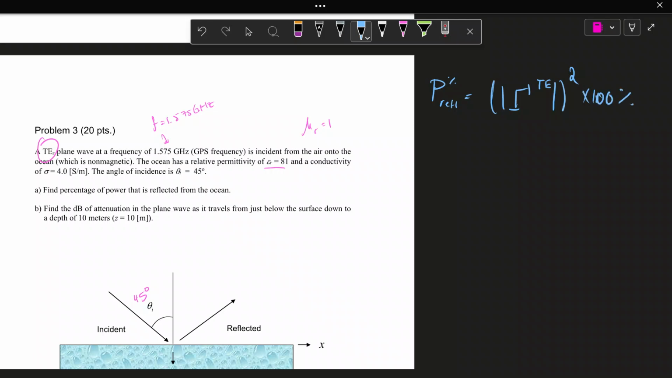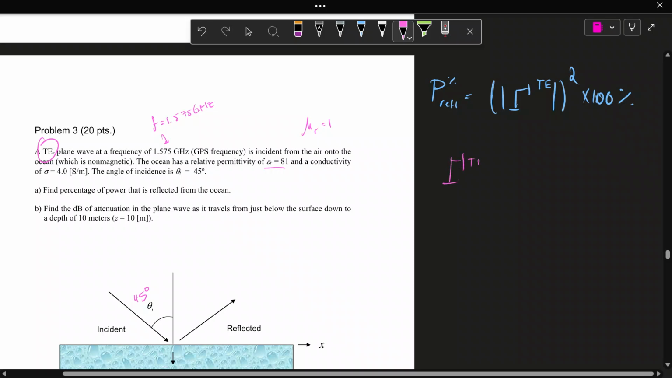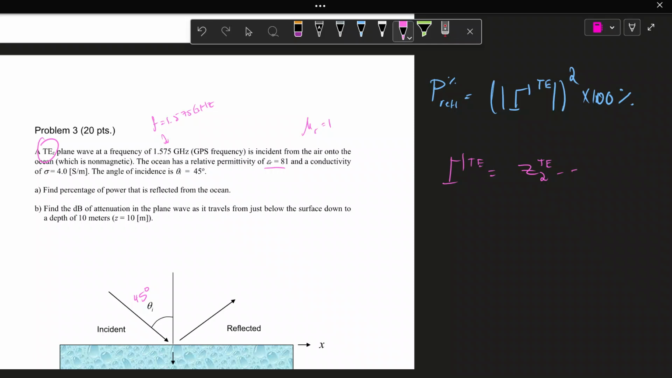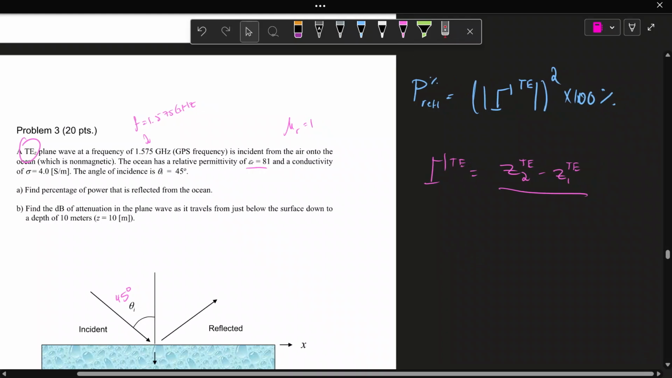But what is gamma TE? What equation does that go with? Well, same thing with gamma TM, it's going to be equal to the impedance TE of medium 2 minus the impedance in the first medium, over their sum. The 2 and the 1 mean which medium you're in, 2 being the second medium and 1 being the first medium. I guess I'm thinking of transmission lines, but they're just different values that we need to solve for.